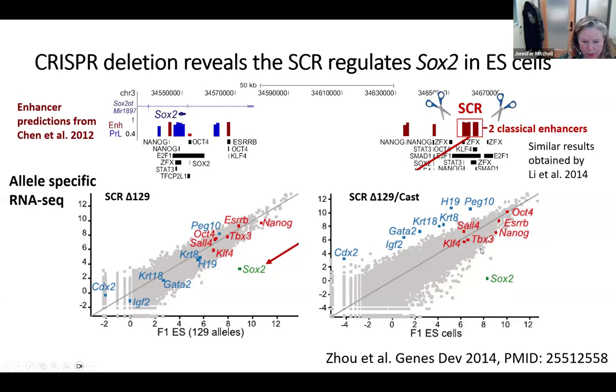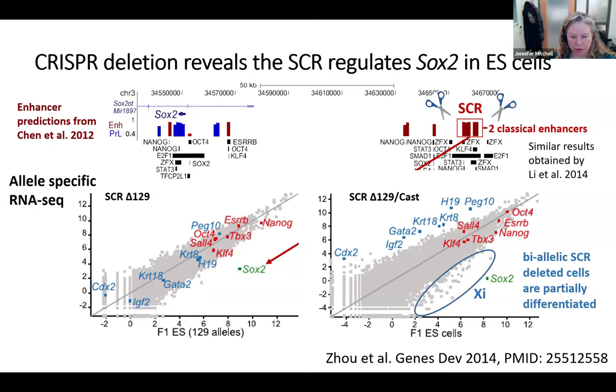We also looked a little bit more closely at this cluster of downregulated genes and noticed that they were clustered on the X. And that suggested to us that these cells had at least partially undergone a process of X inactivation, which is normally what happens when these cells start to differentiate. And through looking at these two measures, as well as some morphological measures of the cells, we concluded that after biallelic deletion of the SCR, these cells become partially differentiated, meaning they somewhat lose their naive pluripotency phenotype, and that this enhancer is then really required to maintain that phenotype through maintaining the expression of SOX2.